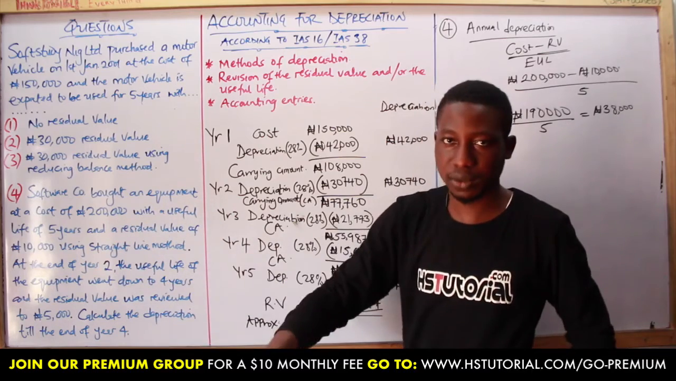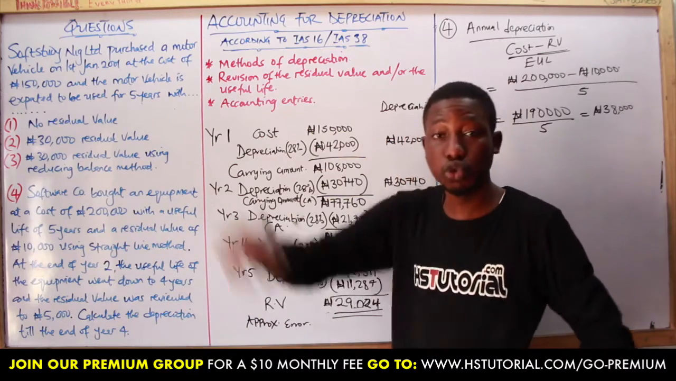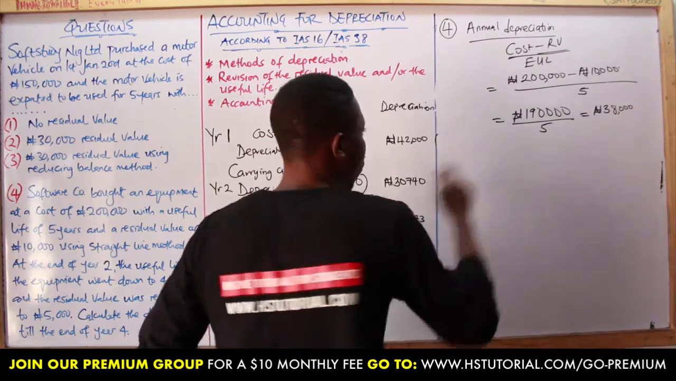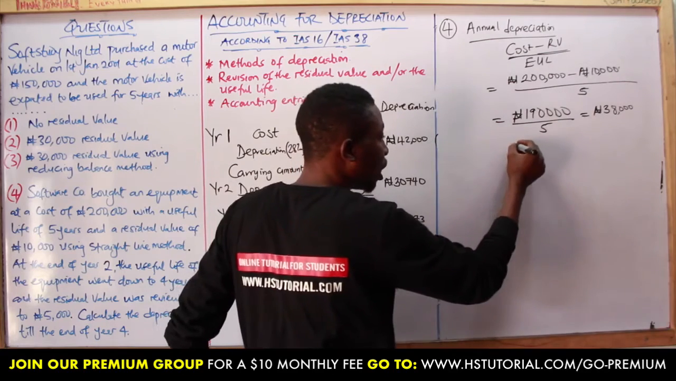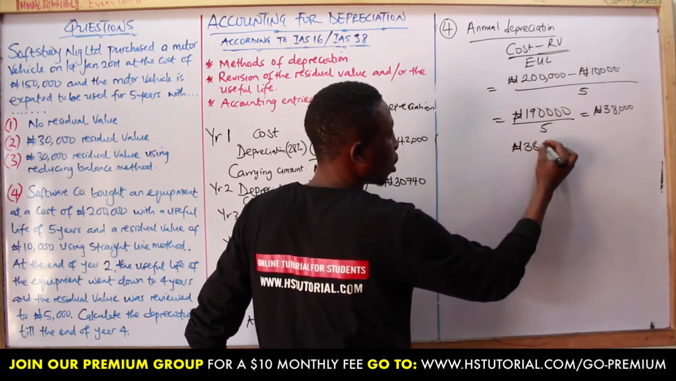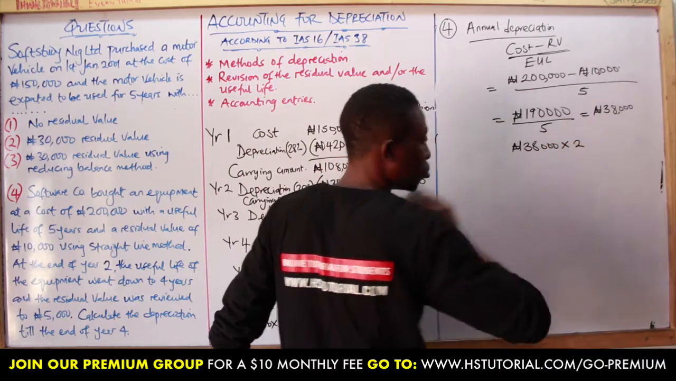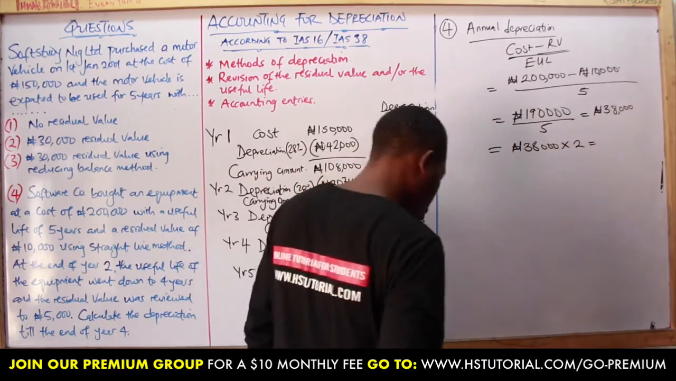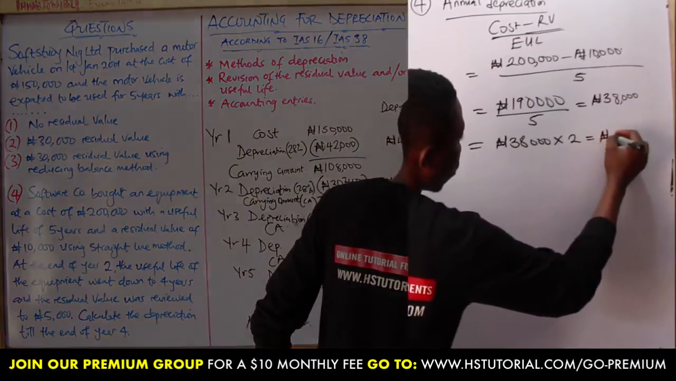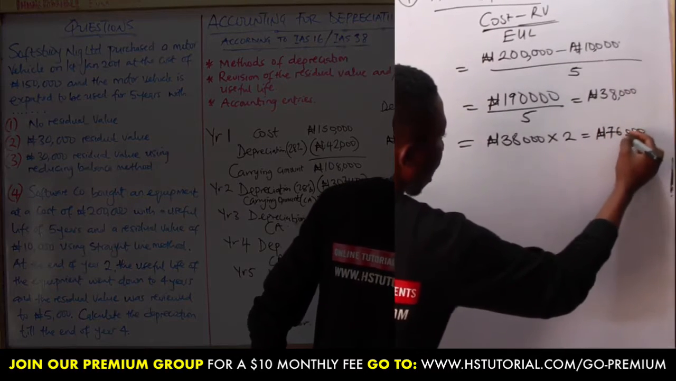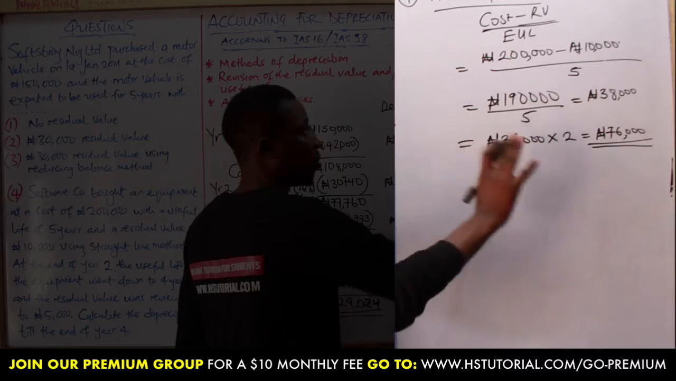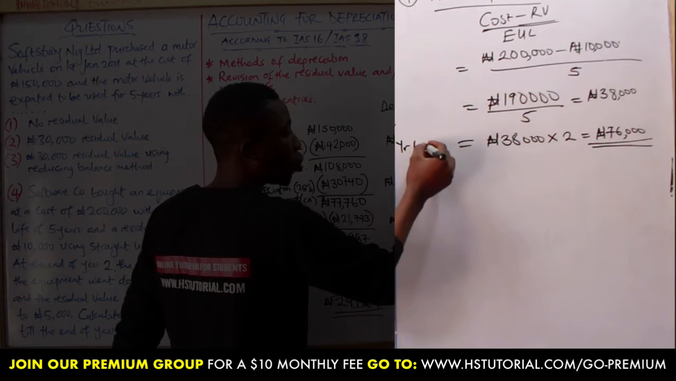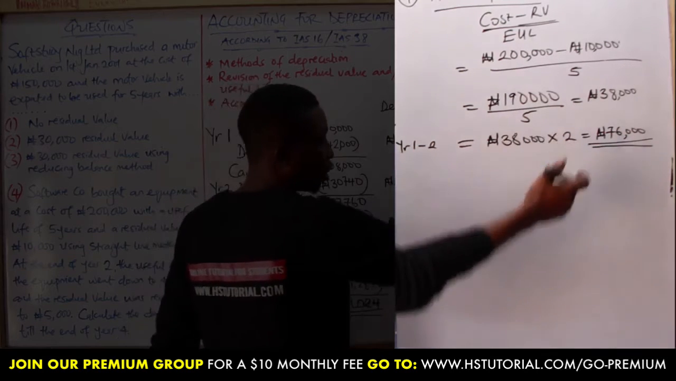They change after 2 years, right? So for the 2 years that they did not change, you will have to solve that one first. You will have to say 38,000 naira multiplied by 2. They did not change here. So 38,000 naira multiplied by 2 gives you 76,000 naira. So that's before the change. This will be the depreciation for year 1 and year 2, the addition of the two together.